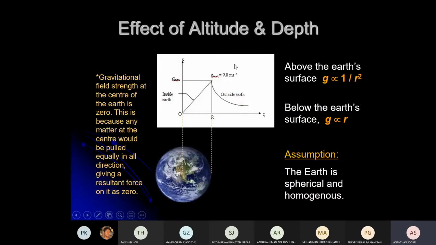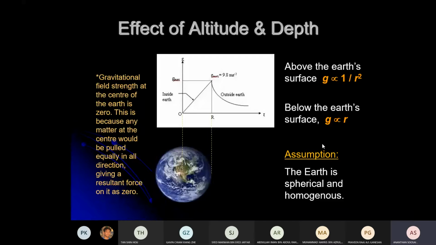Okay, so this is the equation. G below the Earth's surface is proportional to R. Above it is proportional to 1 over R squared. The Earth is spherical and homogeneous. Guys, please remember the assumptions also. This derivation has two assumptions: the Earth is a sphere and it's homogeneous. Homogeneous means uniform density. The gravitational field at the center of the Earth is 0. This is because any matter at the center would be pulled equally in all directions, giving a resultant force of 0. We already discussed this factor.